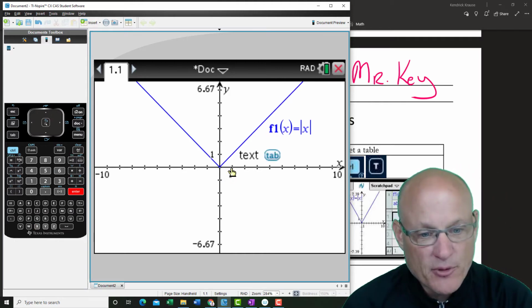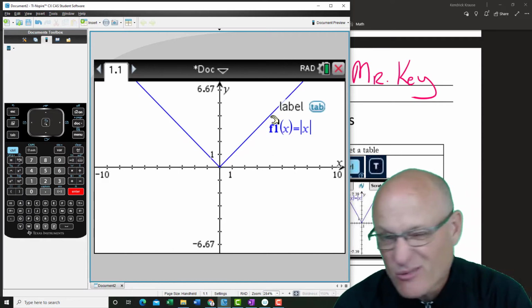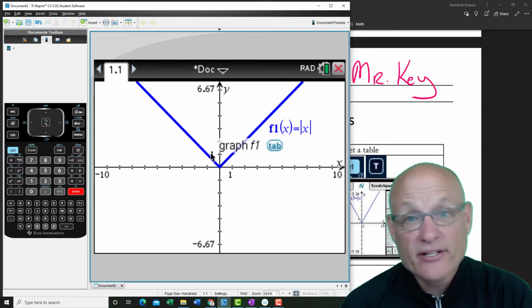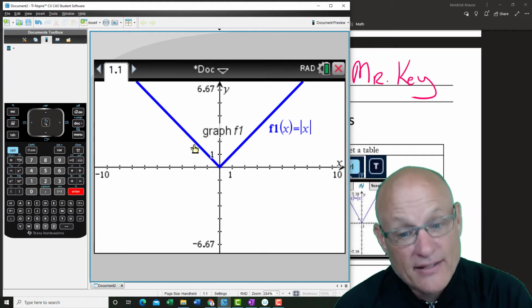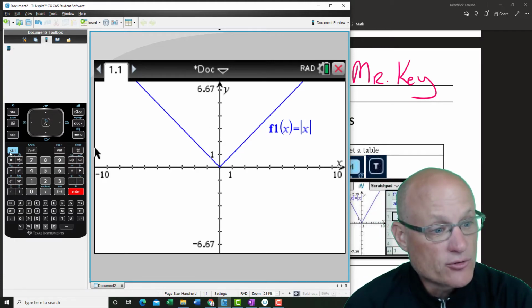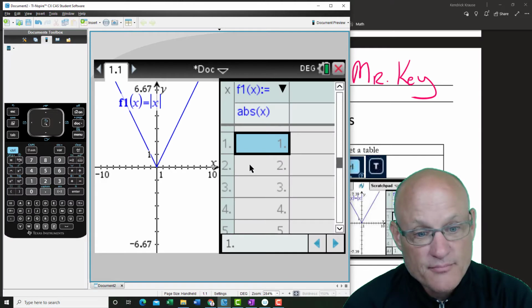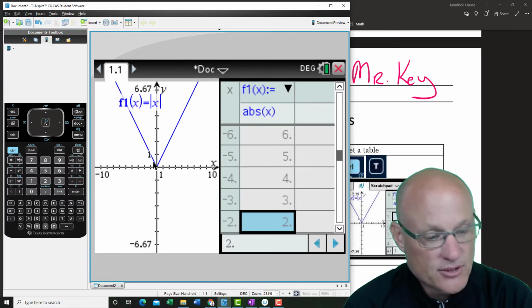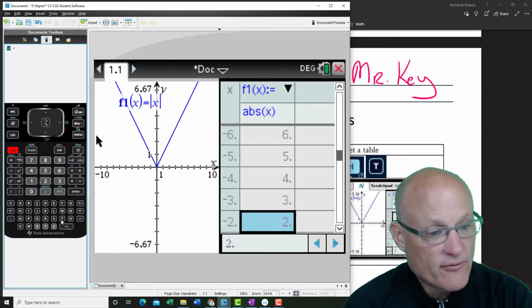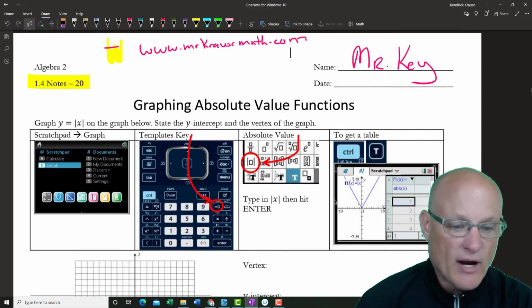Right? Absolute value. So if you plug in a 1, you get a 1. You plug in a 2, you get a 2. You plug in a 3, you get a 3. You plug in a 4, you get a 4. Obvious. Plug in a -1, you get a +1. You plug in a -2, you get a +2. I can go look at the table. Control T toggles that on and off if you've forgotten. All right, so we're going to go graph that thing.